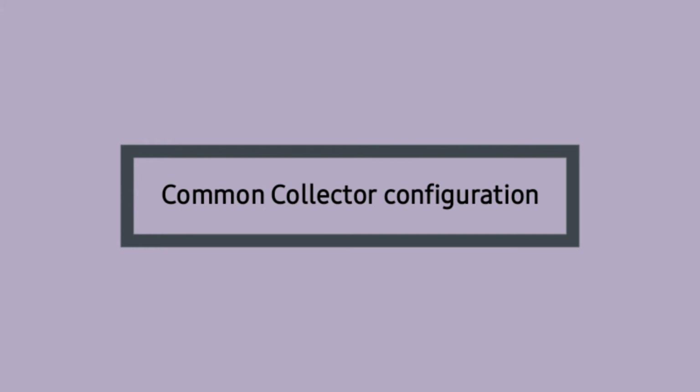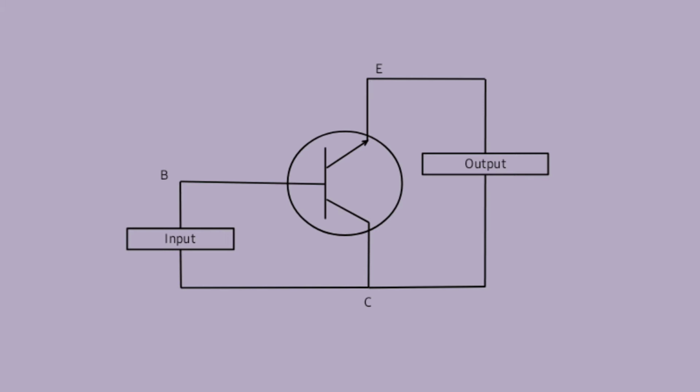This video is about the common collector configuration. Common collector configuration is the third and final transistor configuration in the BJT configuration. This is a symbol of a transistor where the collector terminal is common for both input and output. That is, it is common for the base and the emitter terminal.